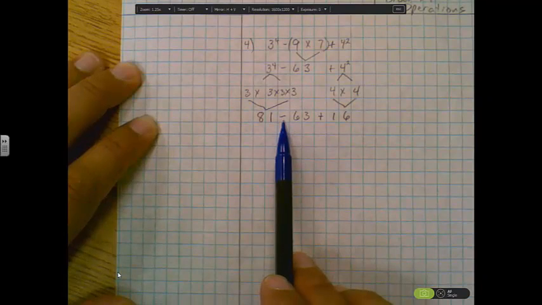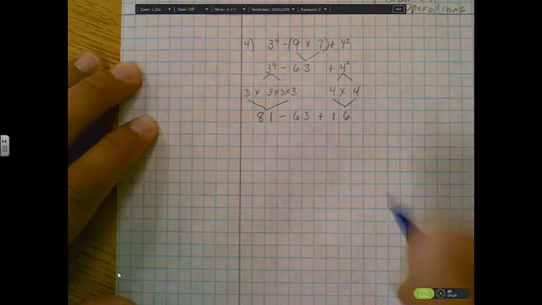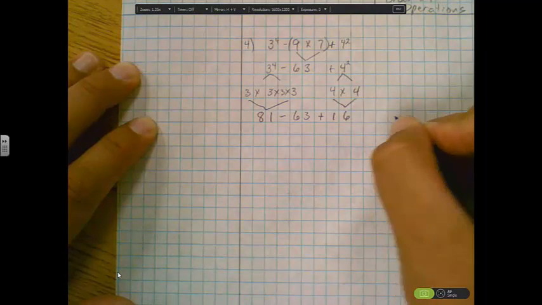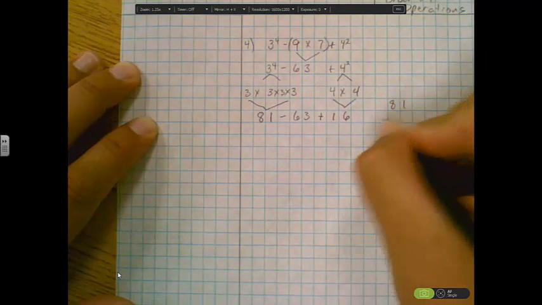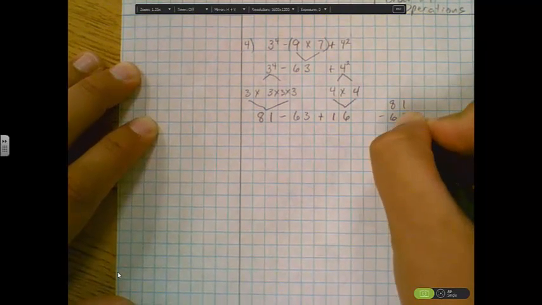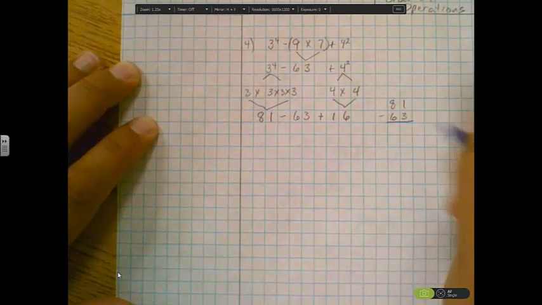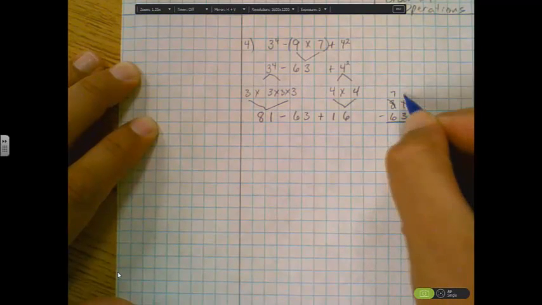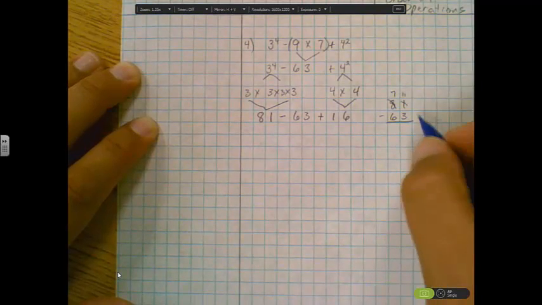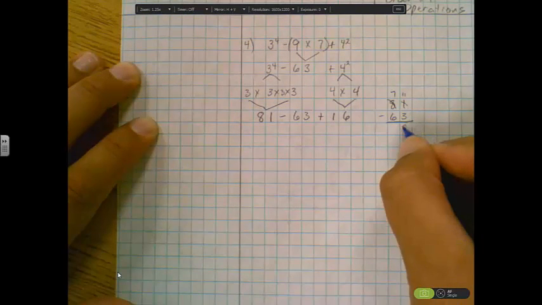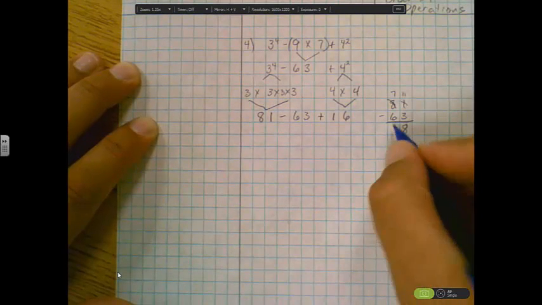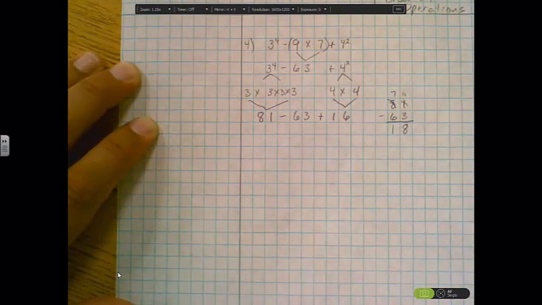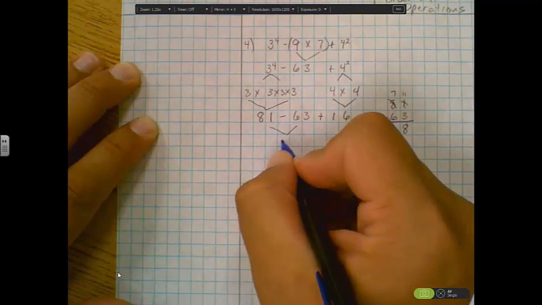So the first thing we have is a subtraction problem. So we do 81, and I'm going to write this over on the side, 81 minus 63. And I know that I have to borrow. That makes that 11. So 11 minus 3 is 8. 7 minus 6 is 1. So that's going to be evaluated as 18.